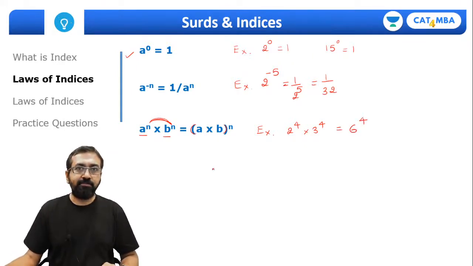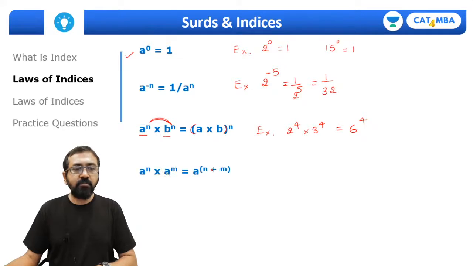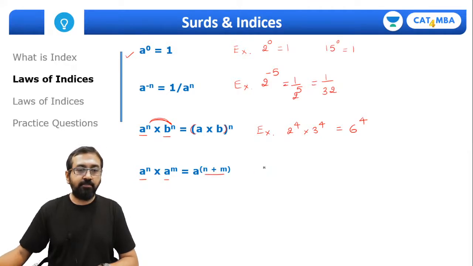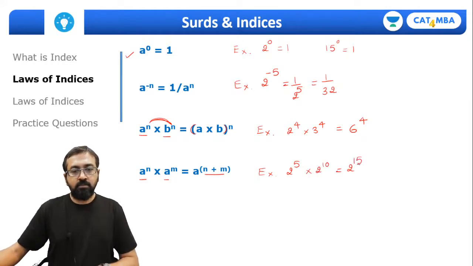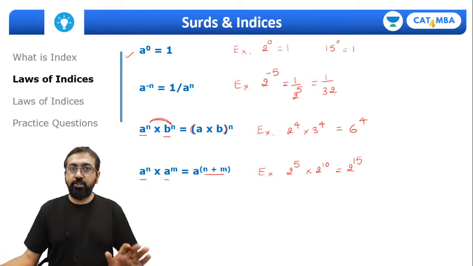Very simple rule, right? Okay, the next rule says that if the bases are equal and the powers are different, then you will add those powers. So if I take the example of this one, 2 raised to 5 into 2 raised to 10, this can be written as 2 raised to 15, right? Have you all understood this?